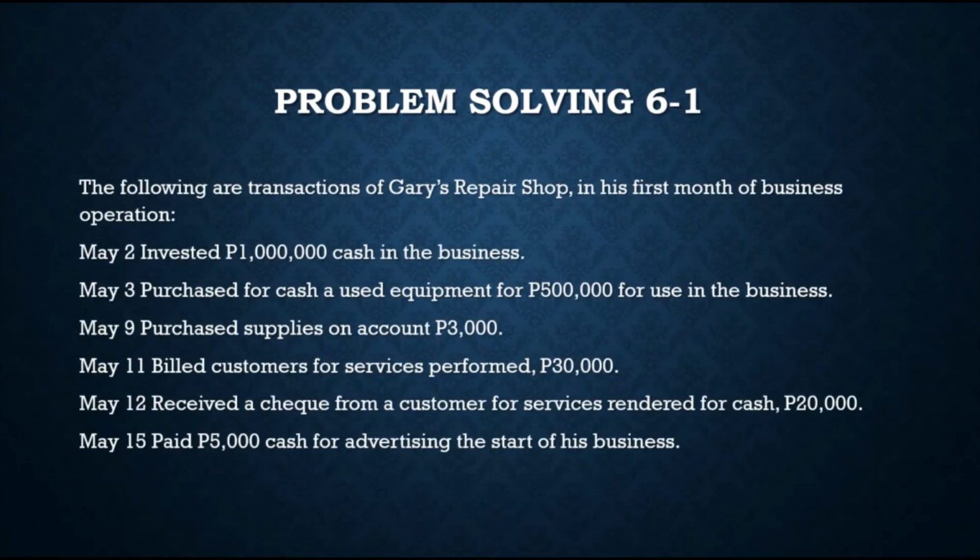So magbigay tayo ng one problem for you to solve in order to apply what we have learned today. So the following are transactions of Gary's repair shop in his first month of business operation. May 2, invested 1 million cash in the business. May 3, purchased for cash a used equipment for 500,000 for use in the business. May 9, purchased supplies on account amounting to 3,000. May 11, billed customers for services performed amounting to 30,000. May 12, received a check from a customer for services rendered for cash amounting to 20,000. May 15, paid 5,000 cash for advertising the start of his business.